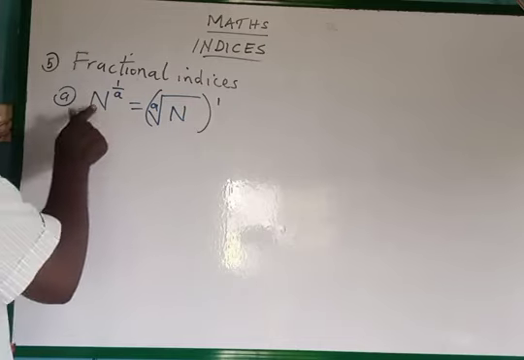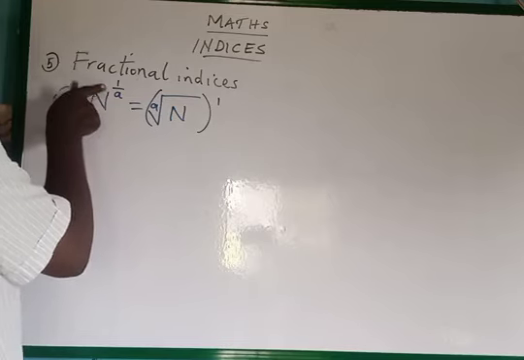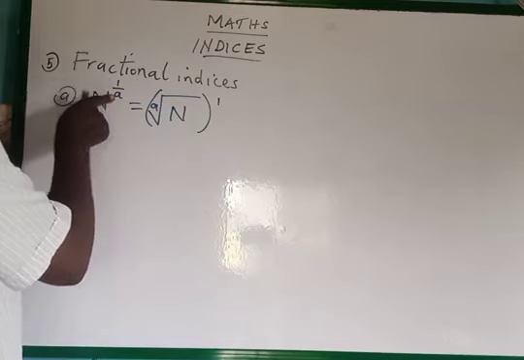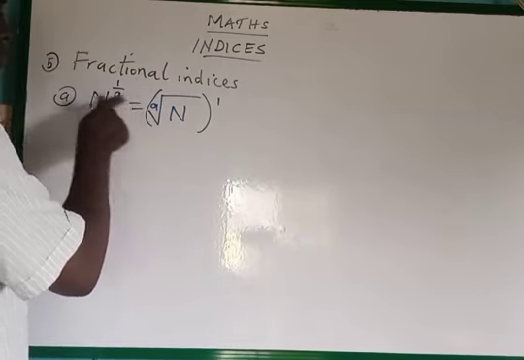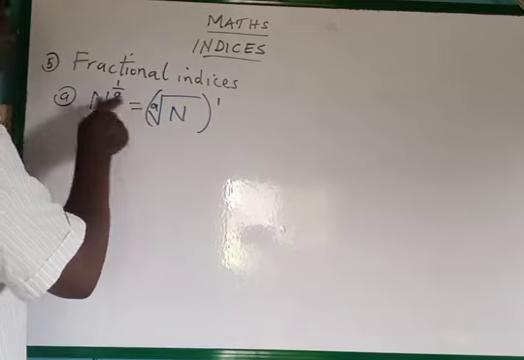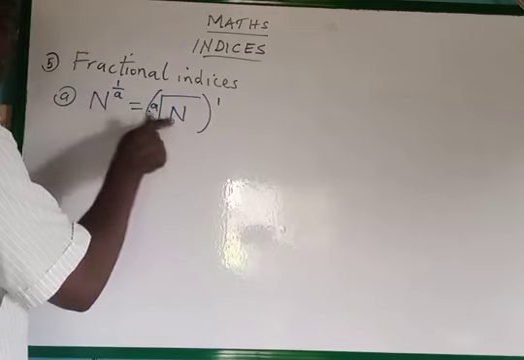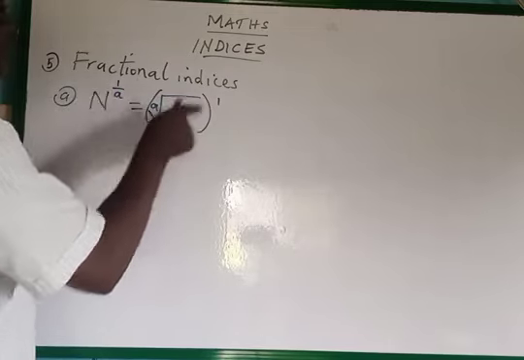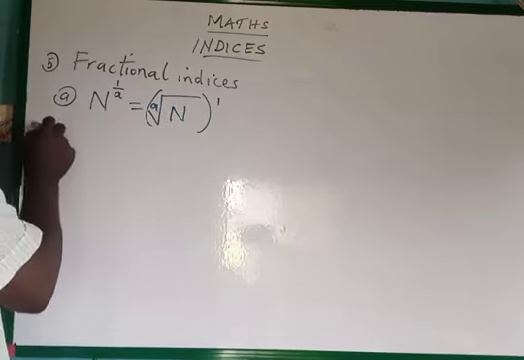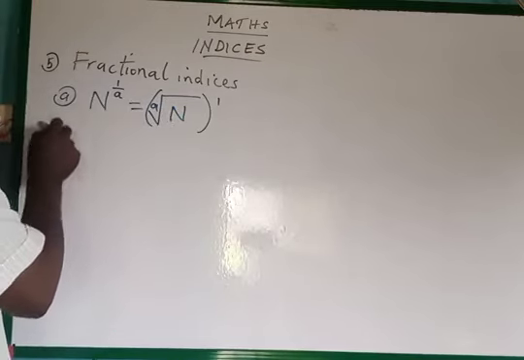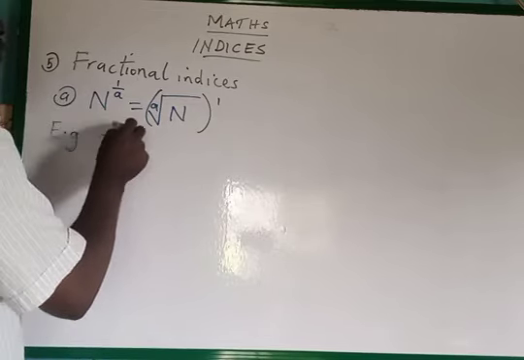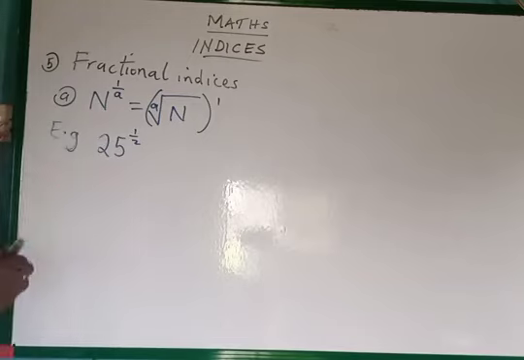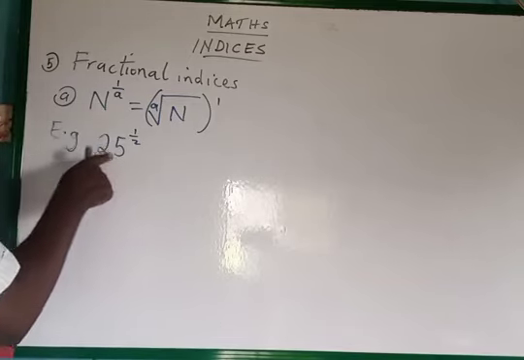Remember, we just said that when a number is raised to a fraction 1 over n, it becomes the root of the denominator, that is the nth root of the number, all raised to the numerator, which is 1. For example, if we are given 25 raised to the power 1 over 2, what do they mean? What does the examiner want us to do? He wants us to find the square root of 25.